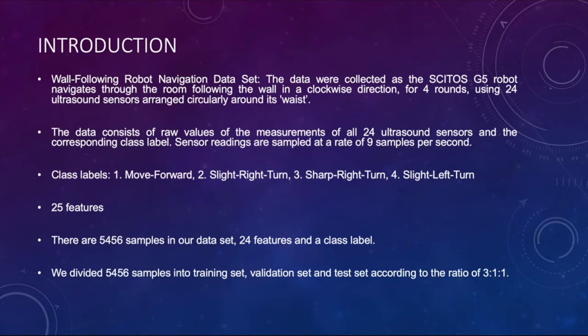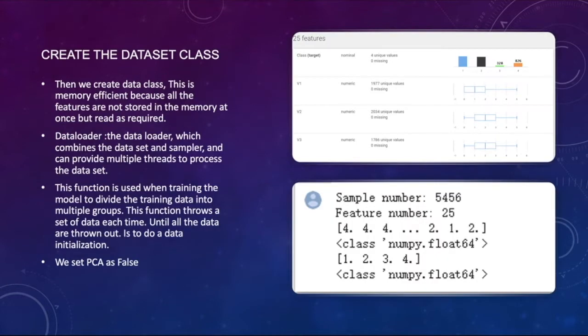We divide these samples into training set, validation set, and test set according to the ratio of 3:1:1. And after that, we create the dataset class. This is memory efficient because all the features are not stored in the memory at once but read as required. We use the data loader.